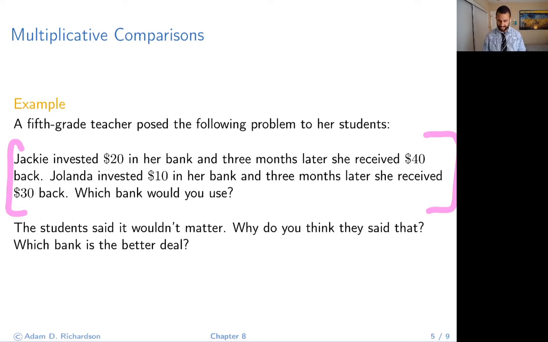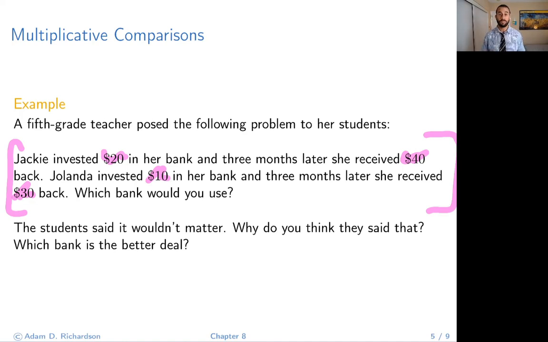Okay, and now let's talk about it together. Her students probably said that because they're doing an additive comparison, right? She received $40 back after investing 20, a $20 increase. And she received $30 back after investing 10, a $20 increase. So it doesn't matter, right? Both banks are the same and you're going to make the same. But not quite, right? Which bank is the better deal?